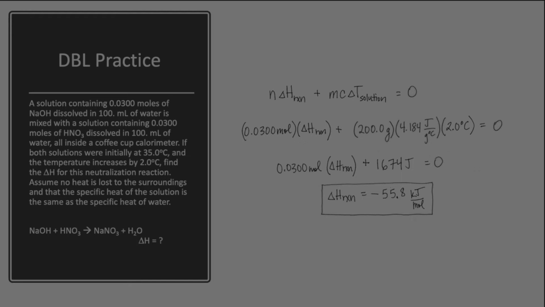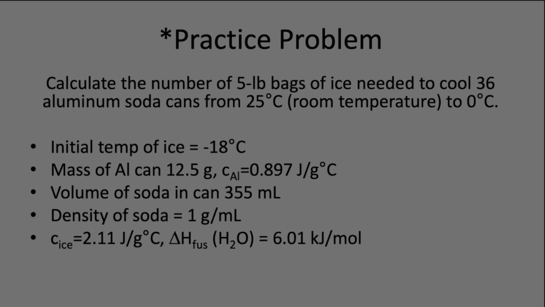Okay. Now, we have a practice problem for you to do on your own. This is the number of 5-pound bags of ice needed to cool 36 aluminum soda cans from 25 degrees to 0 degrees. And I'll pause this video here.